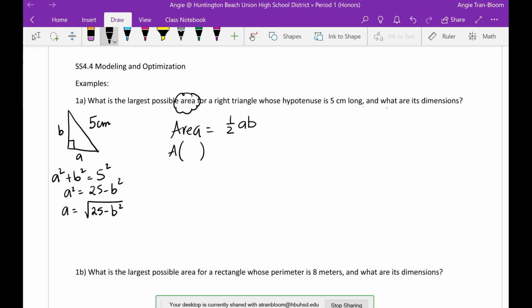So area in terms of, well, we already have A solved for because Brandon said so. So guess what? This formula has to be in terms of what? B. Okay, so now that means A gets substituted with what? Square root of 25 minus B squared. Okay. So let's make this a little bit prettier. So this is really 1/2 b times square root of 25 minus b squared. Is that okay so far?